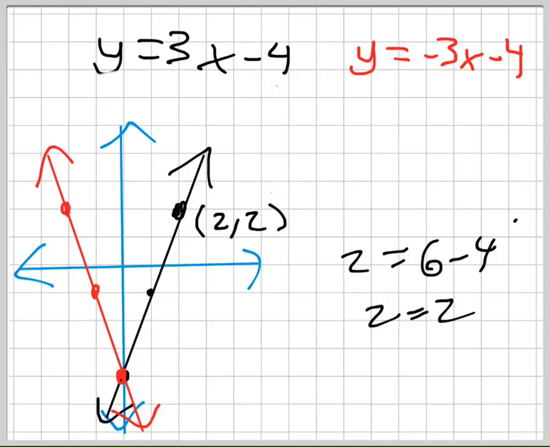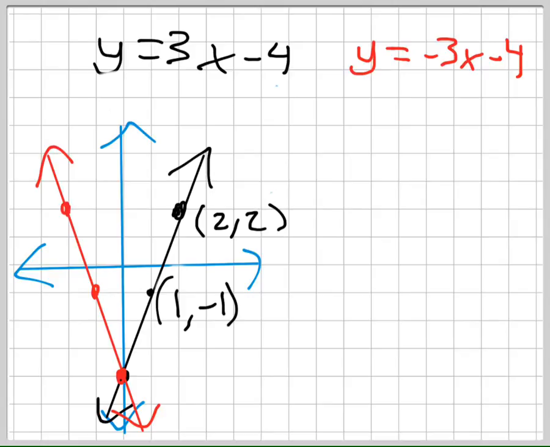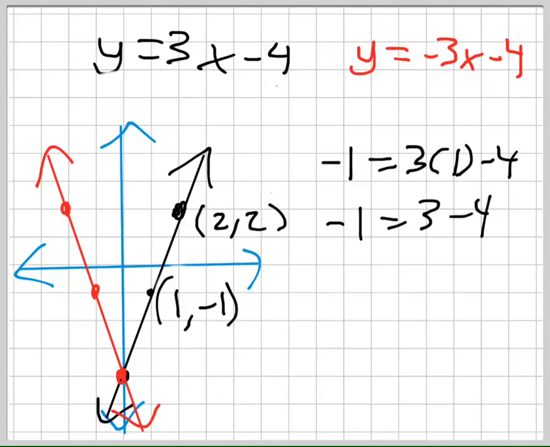Again, for example, if I picked another point on this black line, this is (1, negative 1), right? So that's x, that's y. If I plugged in, negative 1 equals 3 times 1 minus 4. I plugged in (1, negative 1) here. Negative 1 equals 3 minus 4. Negative 1 equals negative 1. That's true. That works, right? So all of these points that lie on this black line work for this equation. All of these points that lie on this red line work for this equation.